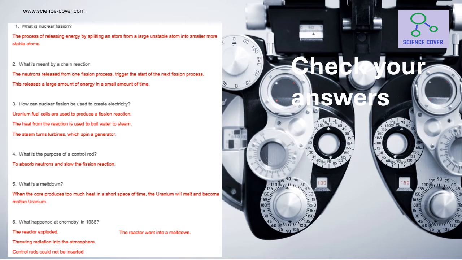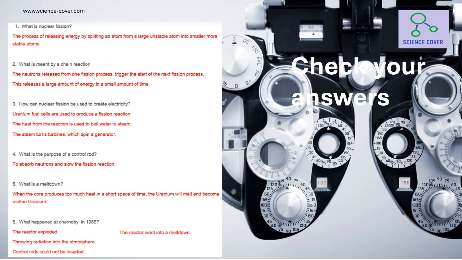Let's check our answers. Number 1. What is a nuclear fission process? So this is the process of releasing energy by splitting an atom from a large unstable atom into smaller, more stable atoms.